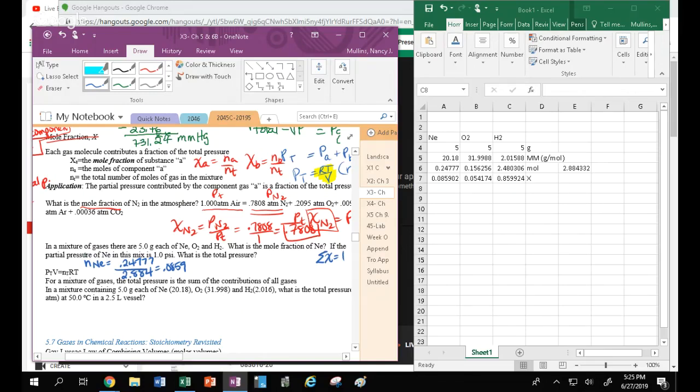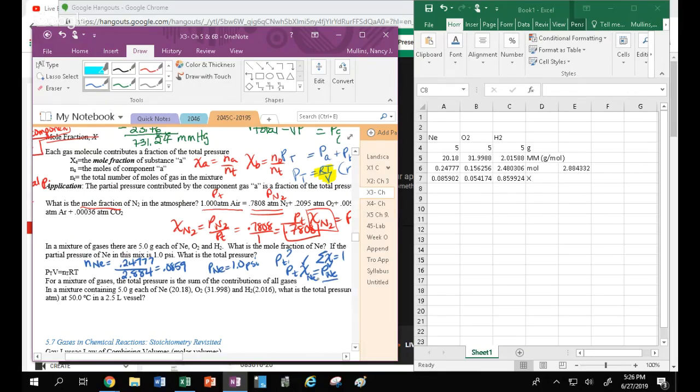Question then says, if we know that the partial pressure of neon is 1.0 psi, then what is the pressure total? Well, I know that my pressure total times the mole fraction has to equal the pressure of the individual, right? And we know the mole fraction, and we know the partial pressure, and so now we're just looking for the total pressure. Whichever mole fraction I'm using, I have to relate to the partial pressure of the same gas.